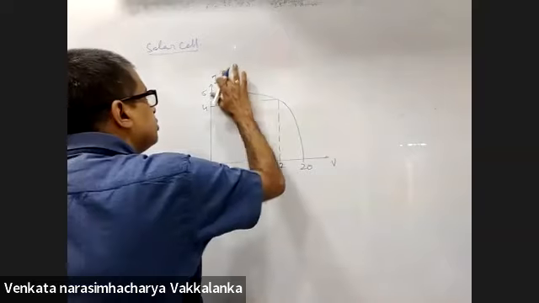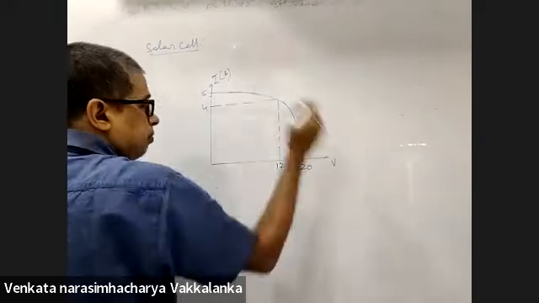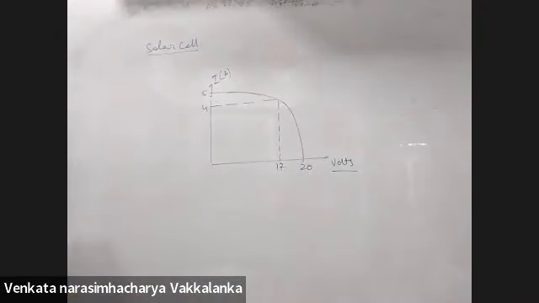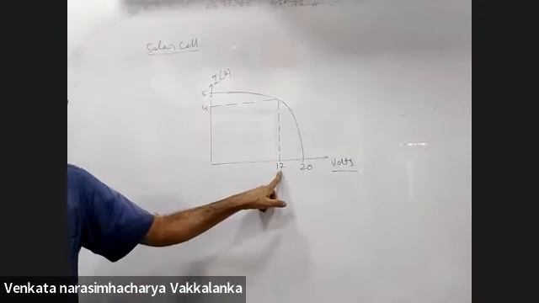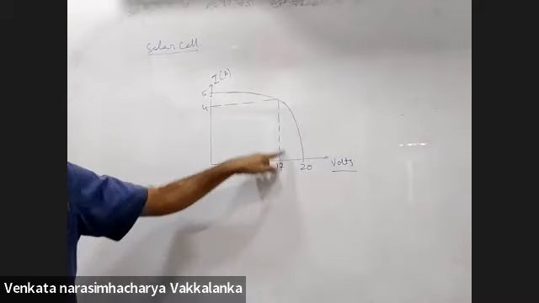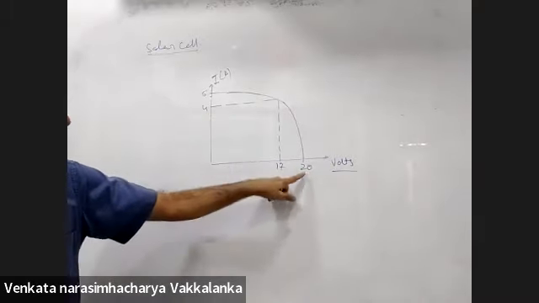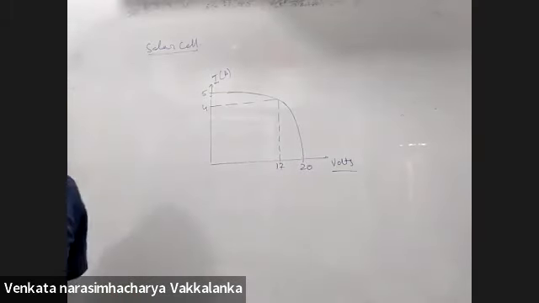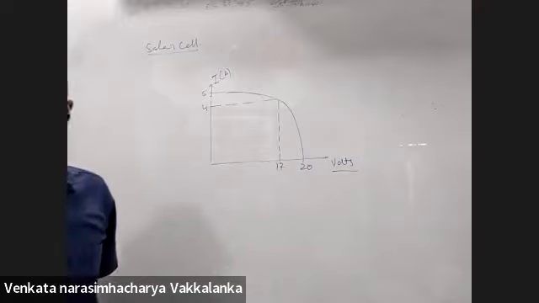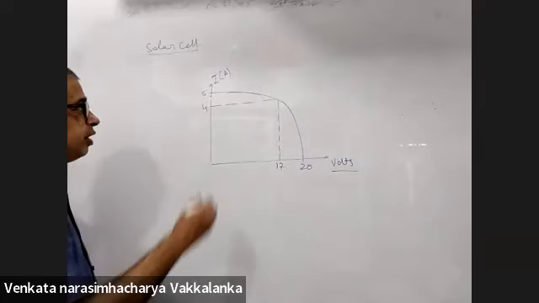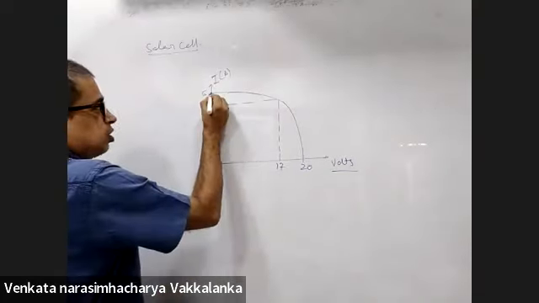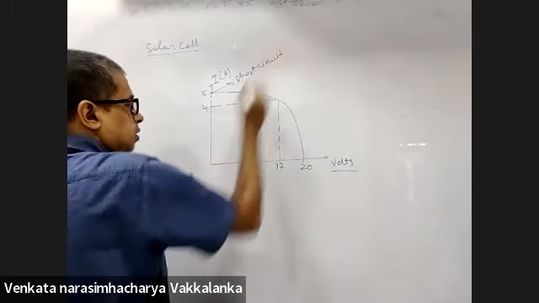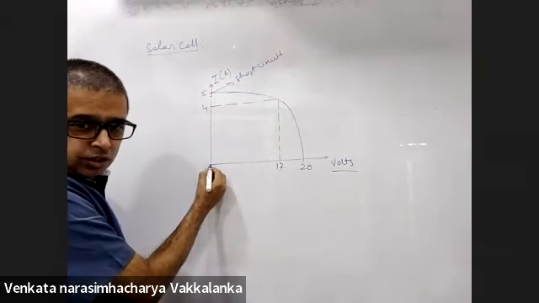Sorry, make a change. This is amperes and this is volts. For the solar cell, just remember this. Draw a rectangle this way. This is 17 volts, 4 amperes. This is ideal, but for practical reasons, you will have for 20 volts 5 amperes of current. This is the short circuit current. When the voltage is 0, it is called short circuit.